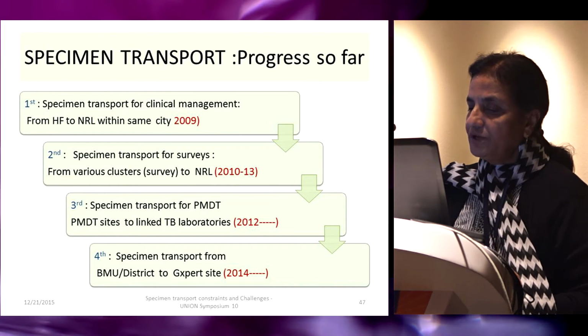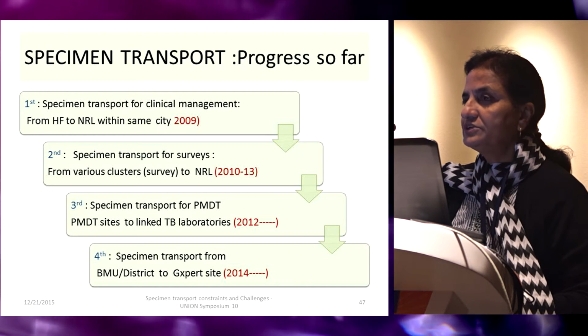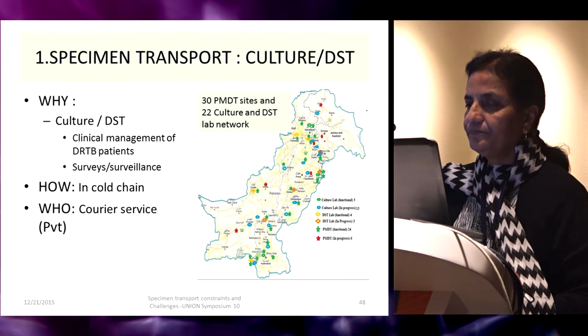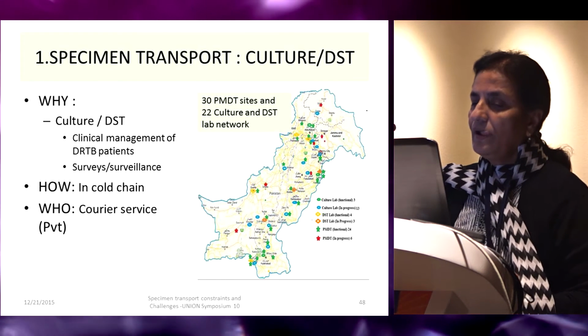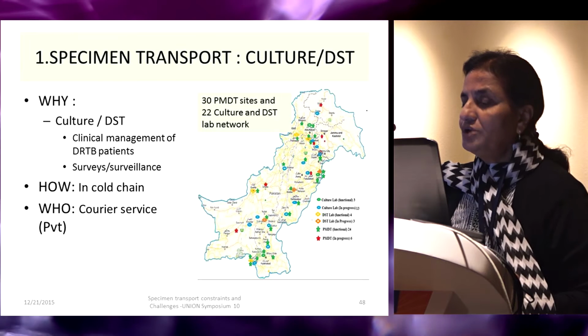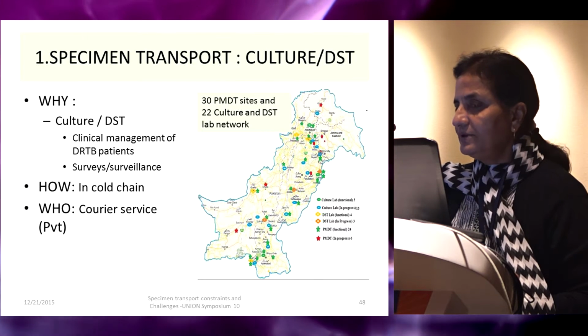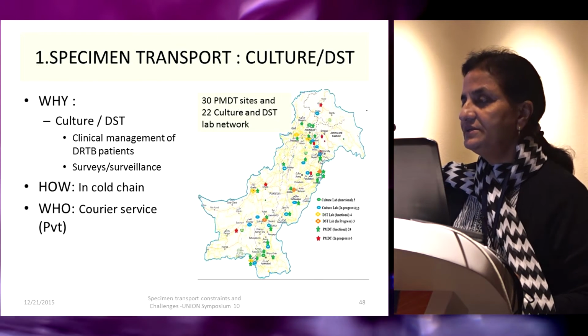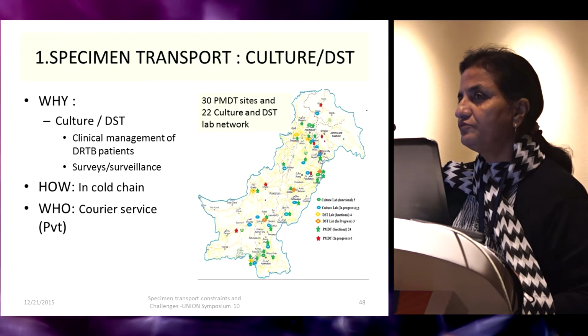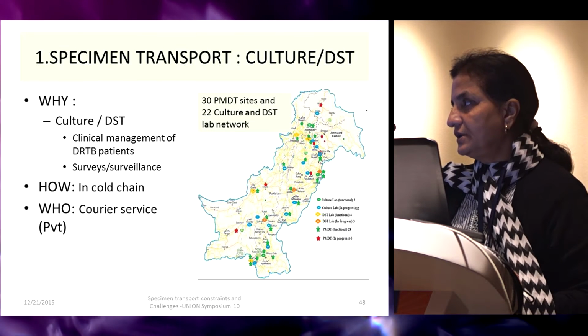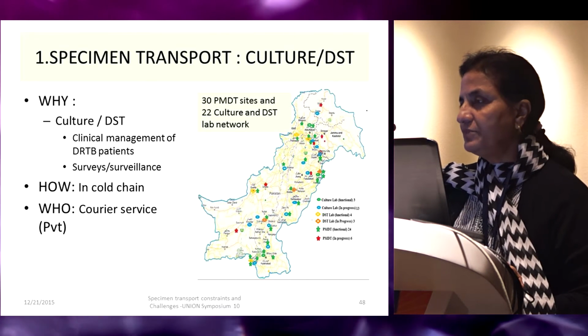In 2014, we started linking BMU to the Xpert site for the Xpert testing. So I will talk first about the culture and DST services. Altogether, we have planned to have 30 PMDT sites and 22 culture and DST laboratories. This specimen transportation would mean movement of specimens from the PMDT sites to these culture and DST laboratories.